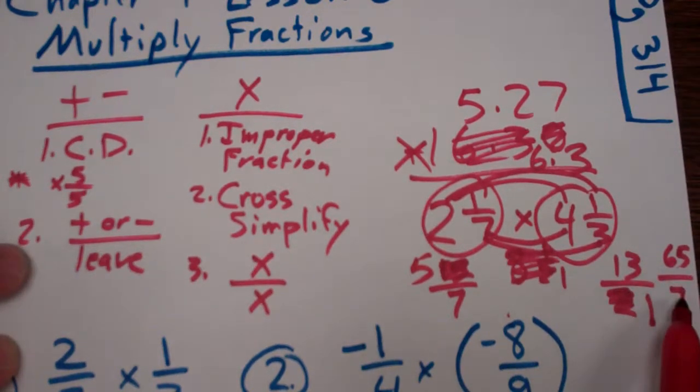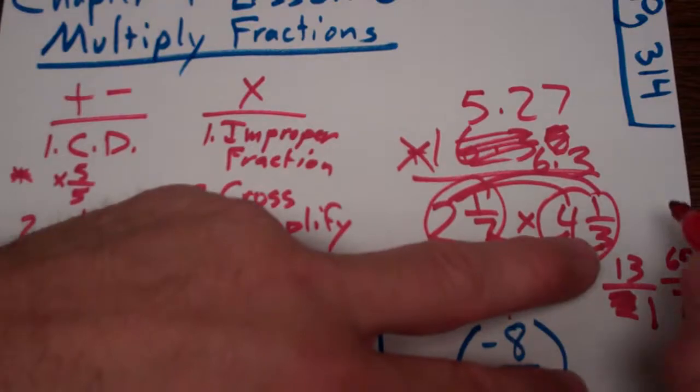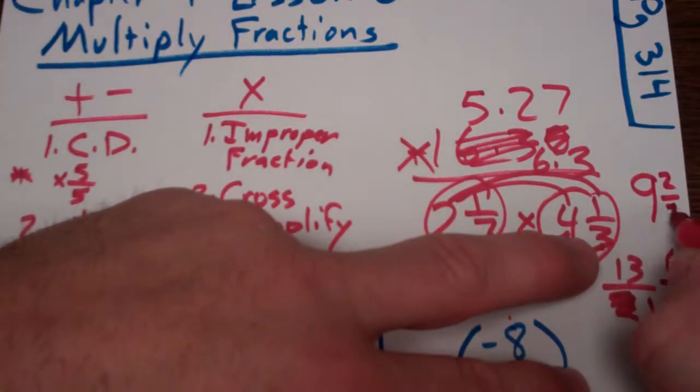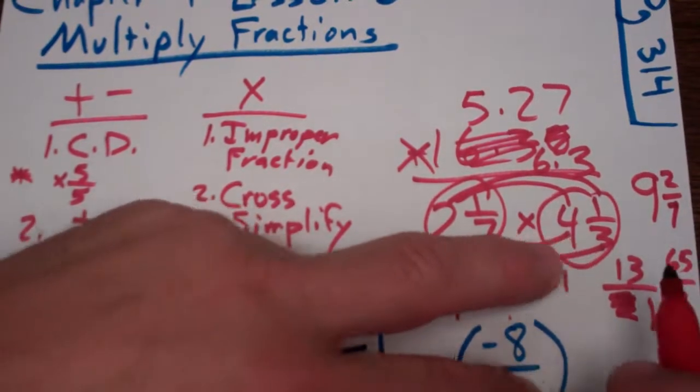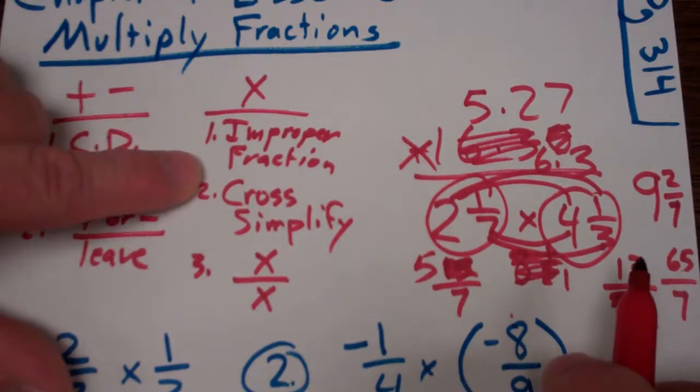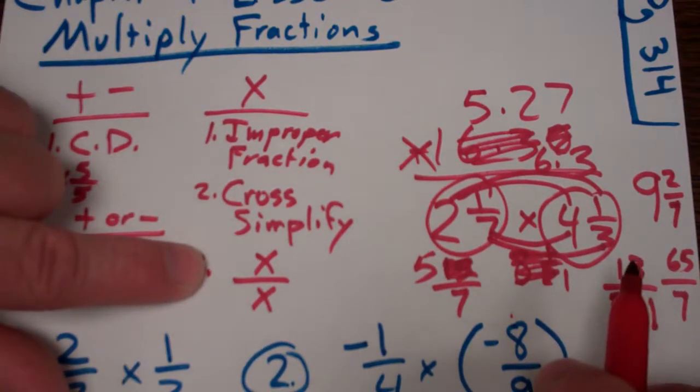It goes in there 9 times with the remainder of 2. So remember, it goes in there 9 times with the remainder of 2. Those are sevenths, remember? So 9 2/7. Alright, so there's your rules. Improper fraction, cross simplify, multiply the tops and the bottoms.